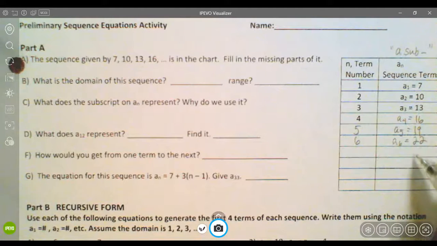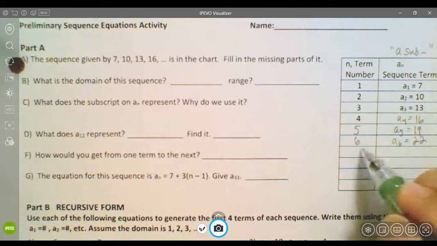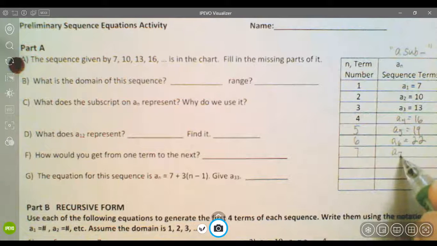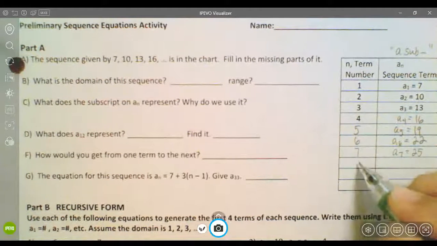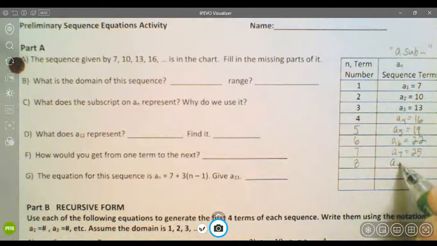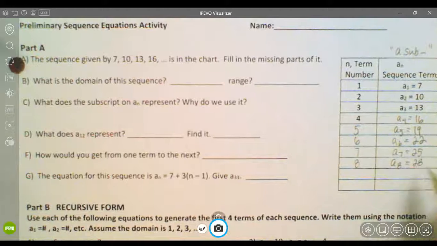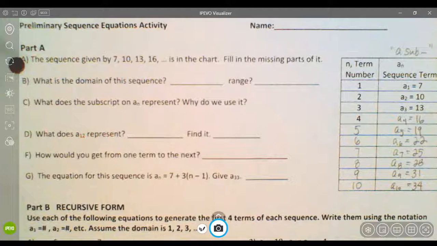And you know how I'm getting this number, right? You notice I'm continuously adding 3. So a sub 7. Term 8 is a sub 8. Term 9 is a sub 9. And term 10 is a sub 10, 34. Yes. What is the domain of this sequence?